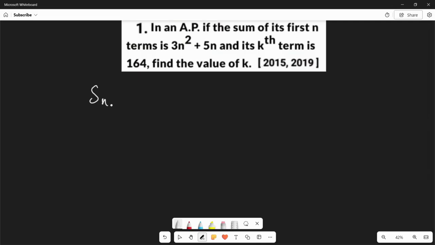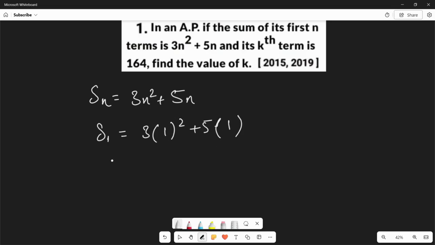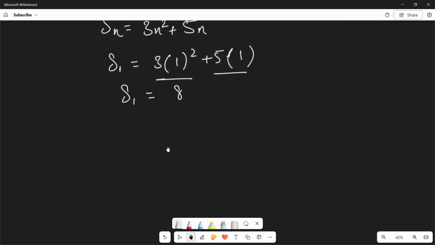So we are given that S of n is equal to 3n square plus 5n. So S of 1 becomes 3 into 1 square plus 5 into 1, that is S of 1 is 3 plus 5, that is 8. Now as we know that S of 1 is nothing but the sum of 1 term, that is a, is equal to 8. So from here we get that the first term is nothing but 8.